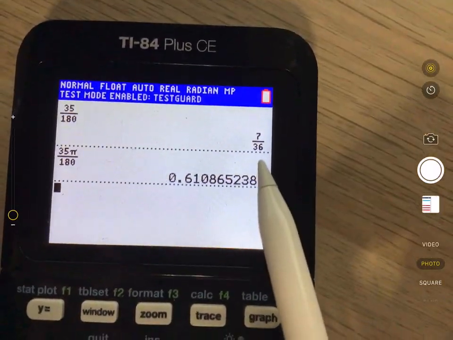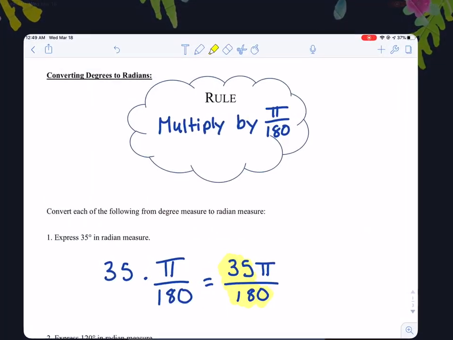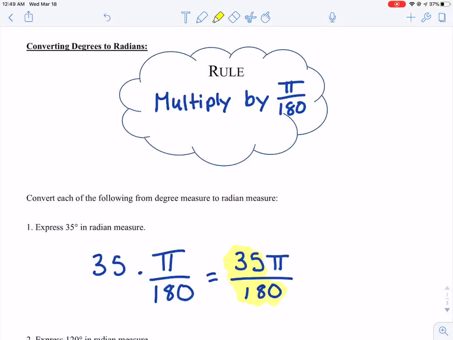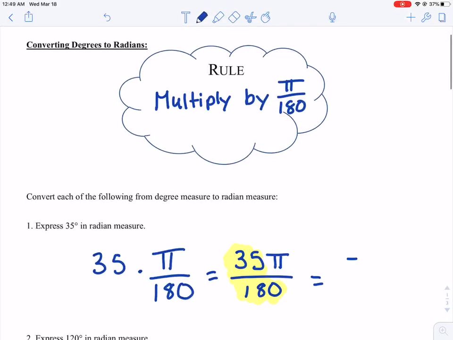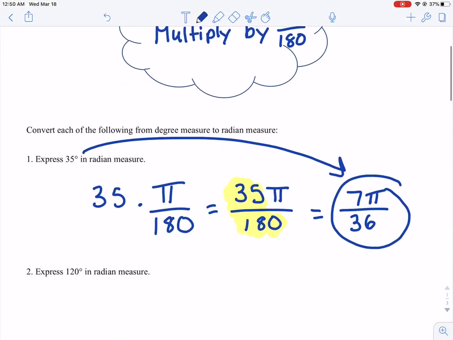I want this number up here, the 7 over 36. So I want to show you how we're going to put that into the correct form. So I ended up in my calculator with 7 over 36. I'm just going to put the pi back in my numerator. And this is the equivalent radian measure for 35 degrees. So let's try a few more.